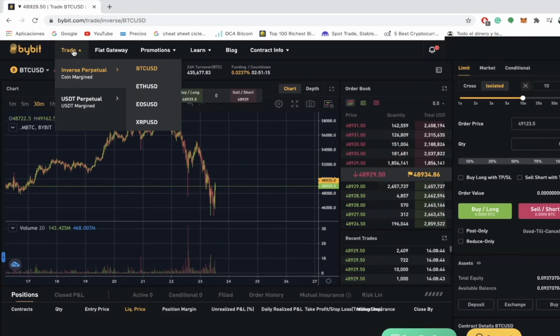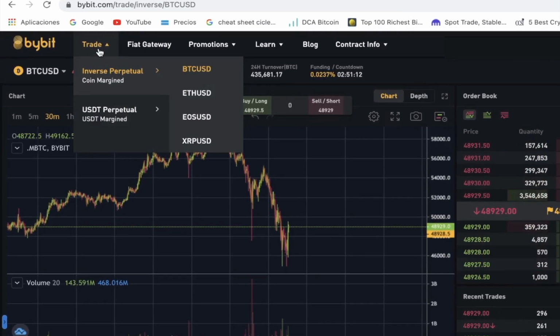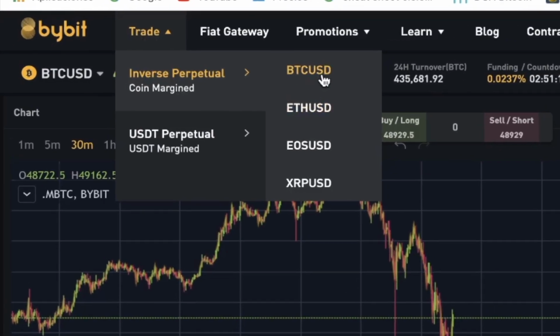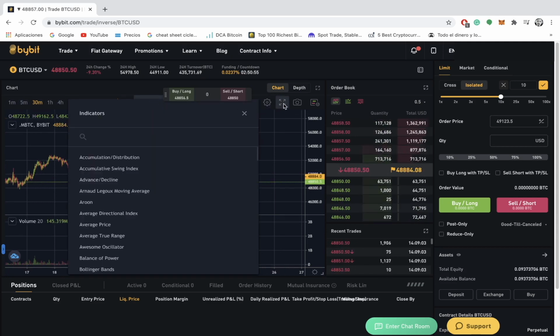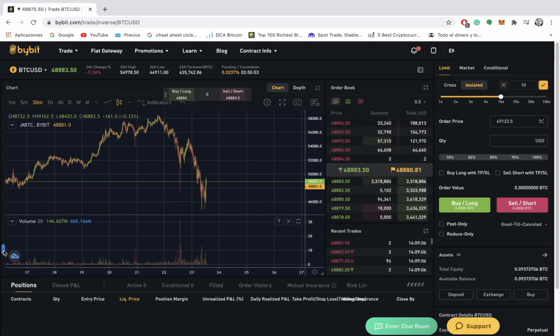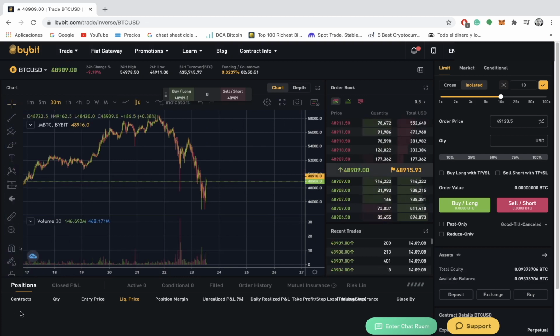If you deposited Bitcoin and you want to trade Bitcoin US dollar, you would come to the top left and press trade here and then BTC US dollar. This will take you to this page, and here's where most of your executions are going to be made. As you can see, the charting is from Tradingview. On the top left, you can see the time frame here for your candlesticks, your indicators. You can choose full screen, and in the bottom left here, you have your drawing tools. Down here, you have your positions, your closed profit and loss, active trade, conditional, filled trade, order history, your mutual insurance that we are going to see afterwards, and risk limit.